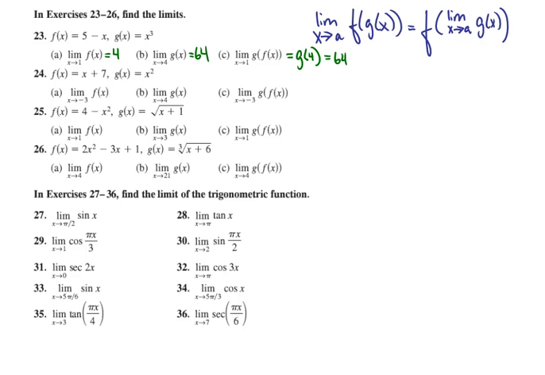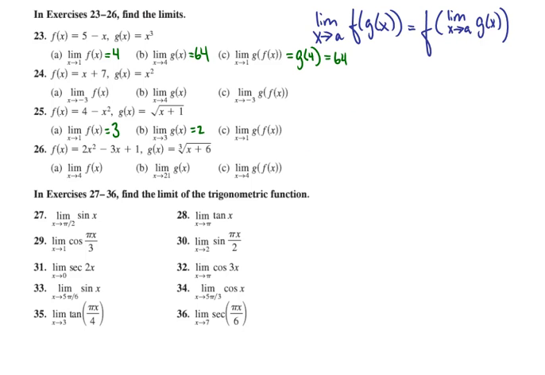Number 25. We have f of x is 4 minus x squared, g of x is square root of x plus 1. We're looking for the limit as x approaches 1 of f of x, and so that's 3. Next, it asks for the limit as x approaches 3 of g of x. That would be 3 plus 1 is 4, square root of 4 is 2. Finally, we're asked for the limit as x approaches 1 of g of f of x.